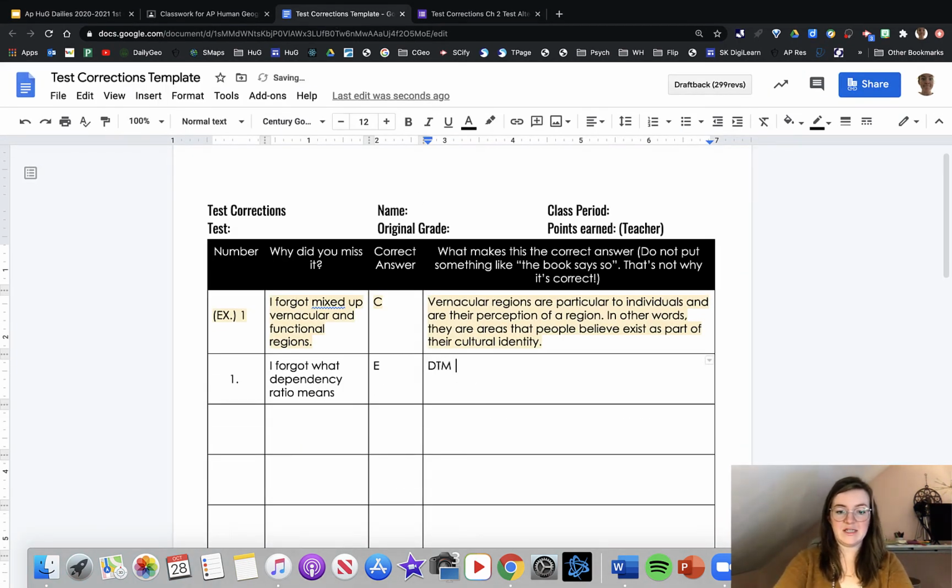So I'm going to say DTM stage 5 is characterized by low birth rates, increasing death rates, but often see people living to be very old.